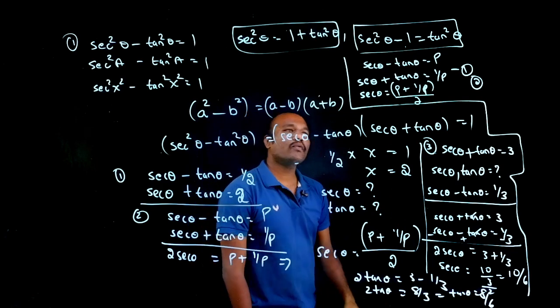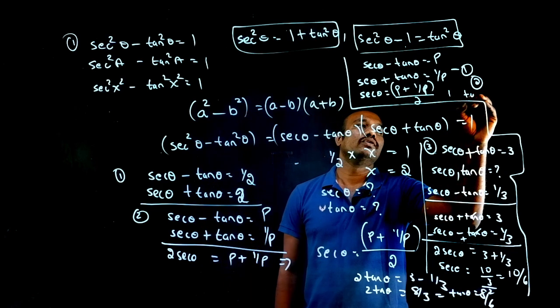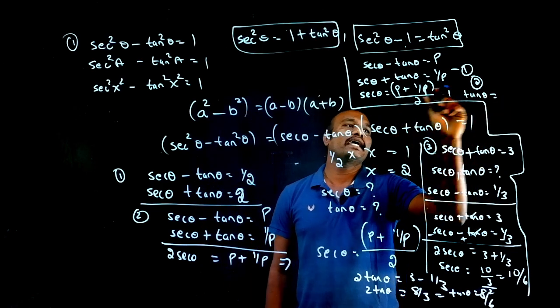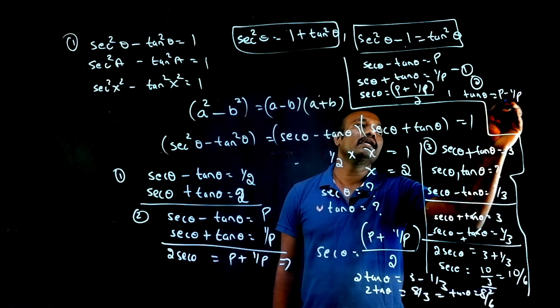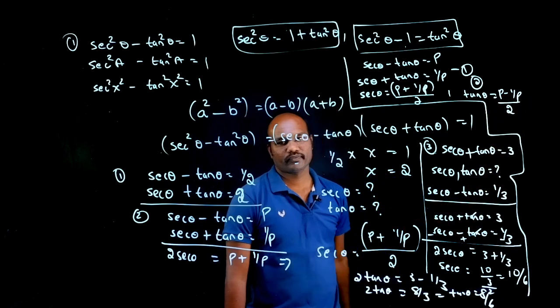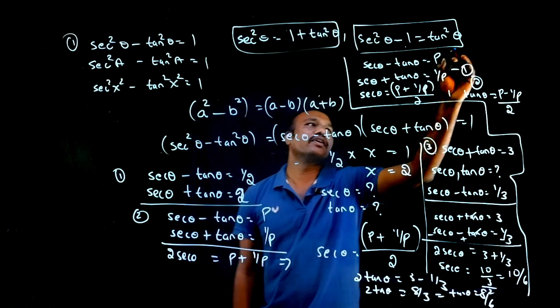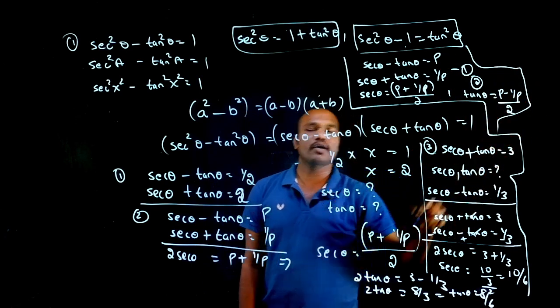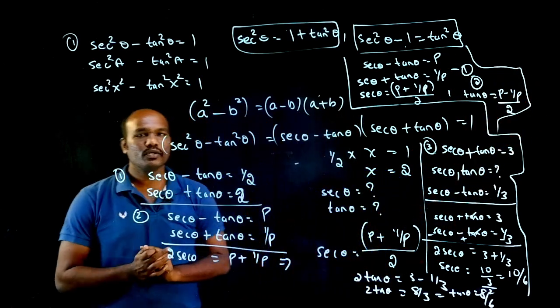If I want the tan theta value, what will happen? It is P minus 1 by P, divided by 2. These are the results you can learn. Yes or no? These are the important results that you have to remember.